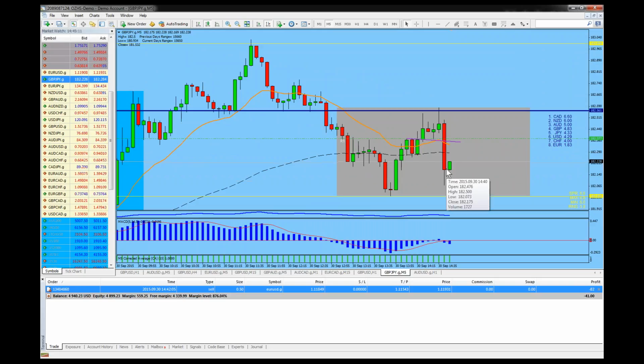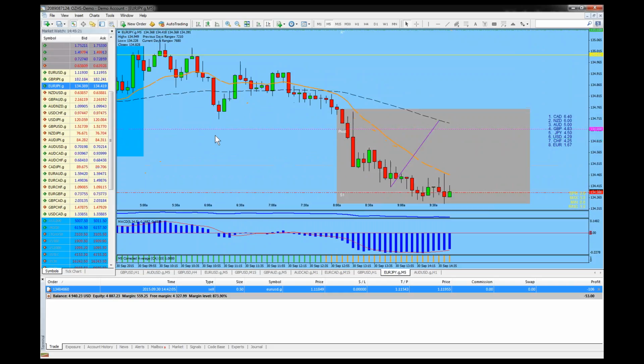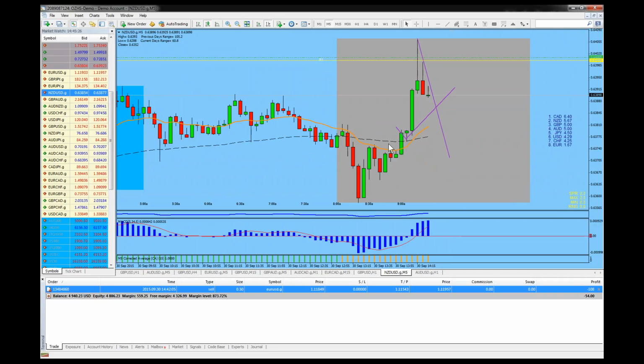That could be a decent short on pound yen, but they're pretty much sideways at the moment. Euro yen will be similar. It came out bad for the dollar. Oh, okay. So New Zealand dollar should start dropping. Don't see anything here yet. But that's a lot of candles in a row there.